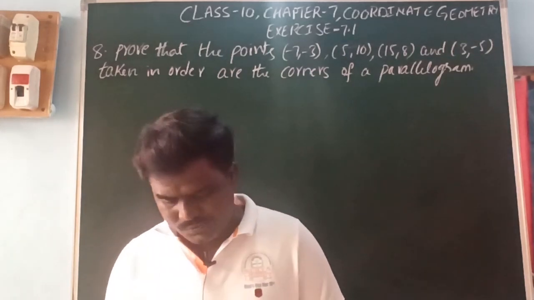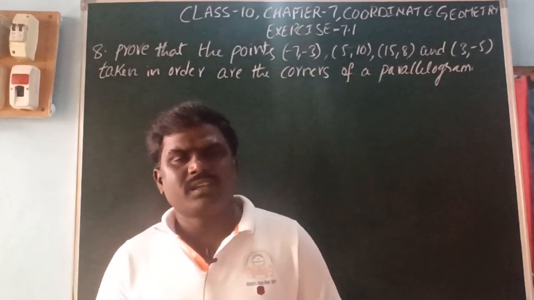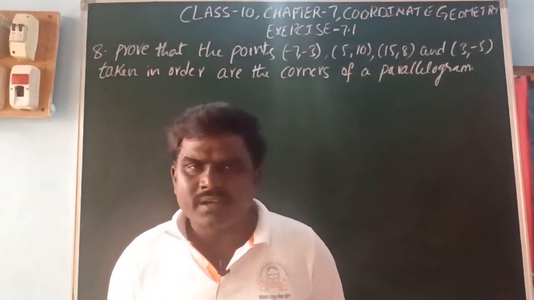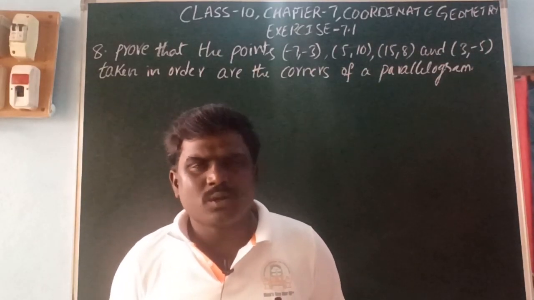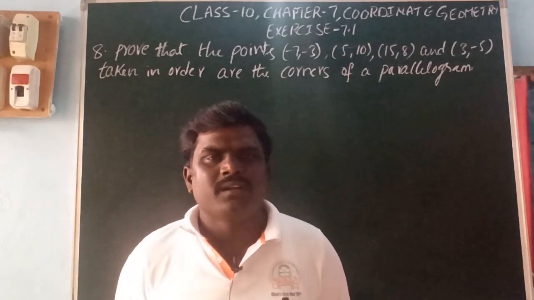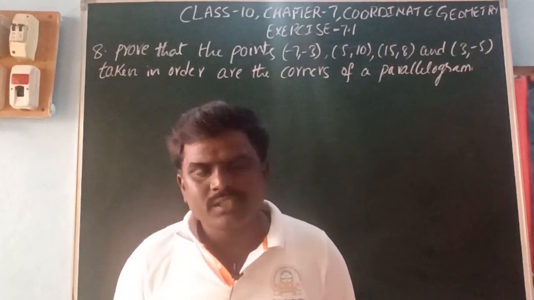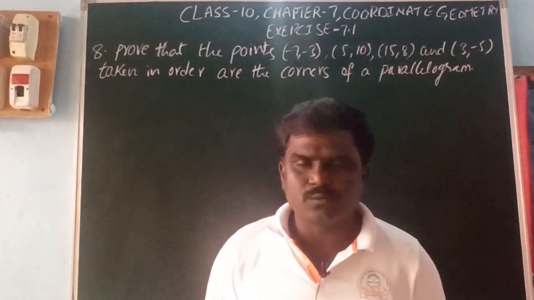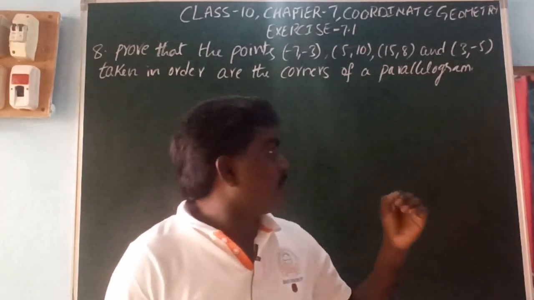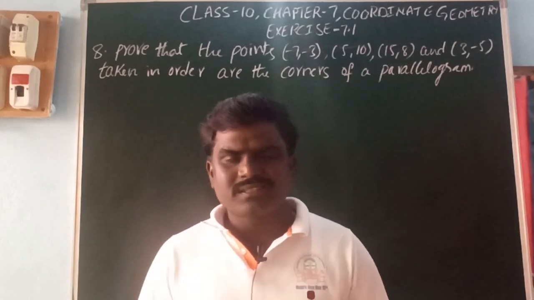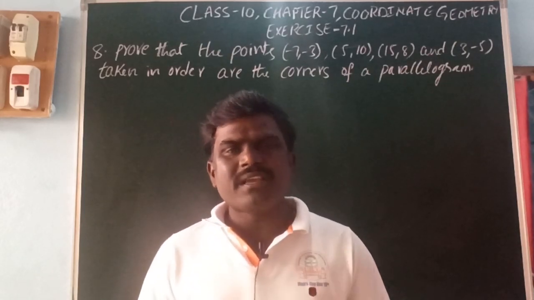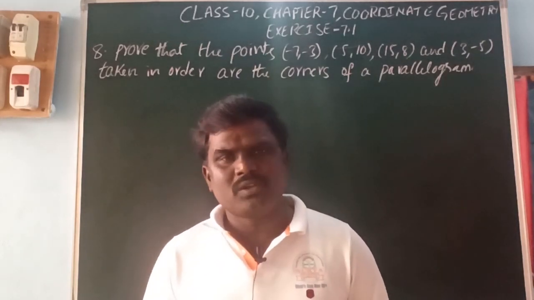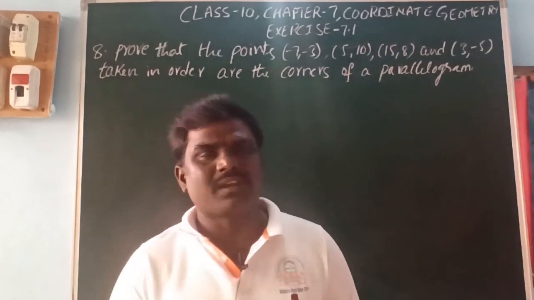So here, what is called a parallelogram? A quadrilateral which has opposite sides parallel and equal is called a parallelogram. What are the properties of a parallelogram? In a parallelogram opposite sides are equal. Every angle need not be 90 degrees. The sum of adjacent angles is 180 degrees. Opposite angles are equal. The diagonals are not equal, but the diagonals bisect each other. That means the midpoints of the diagonals are the same. So these are the properties of a parallelogram.